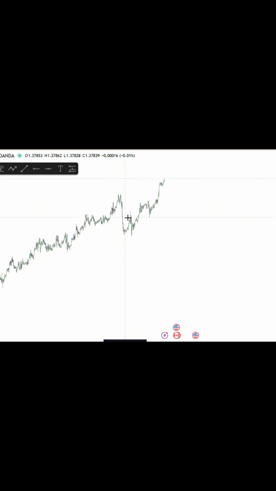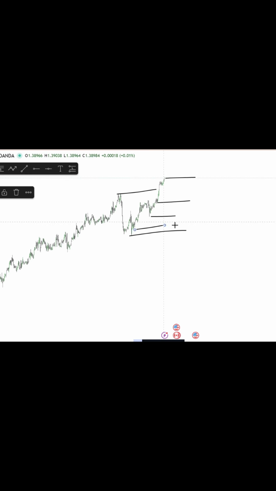We did see the demand chain fail here and we broke down. I think that this was just a liquidity grab to fuel the move higher. So we've had our break of structure here. This is our swing range. Any retracement towards these points of liquidity, I'll be looking to long back up in towards the highs.